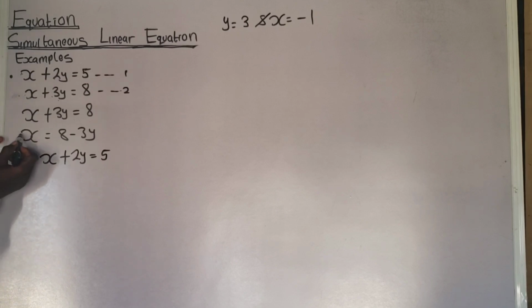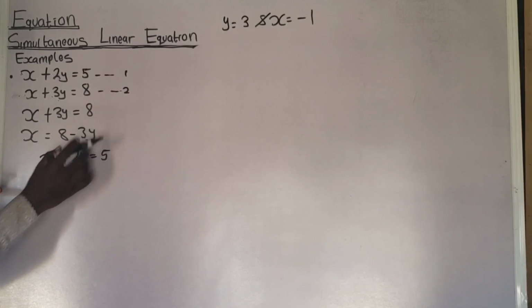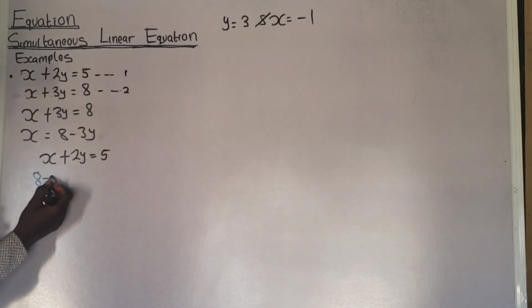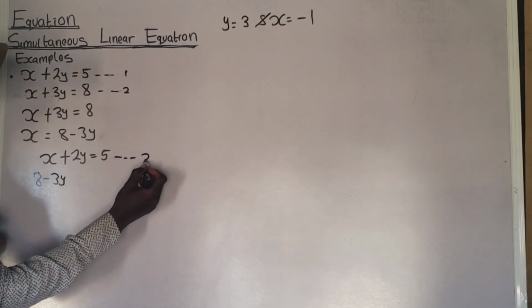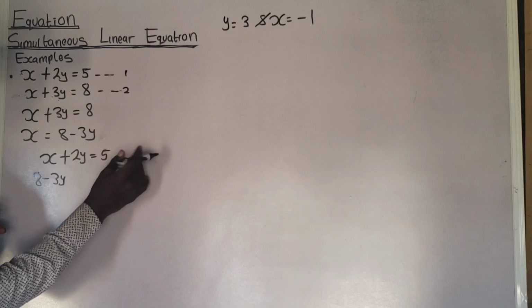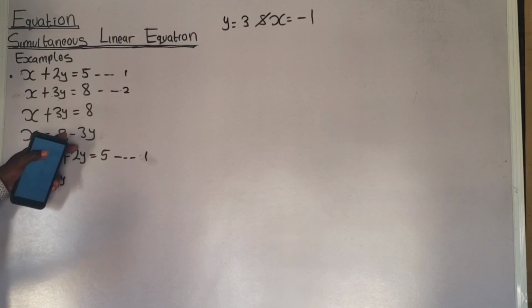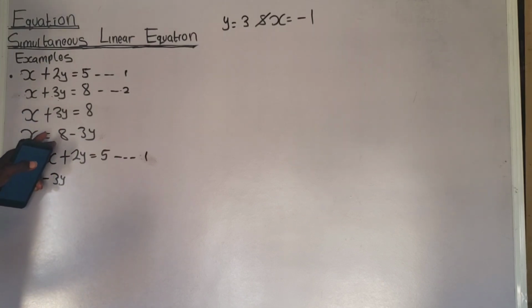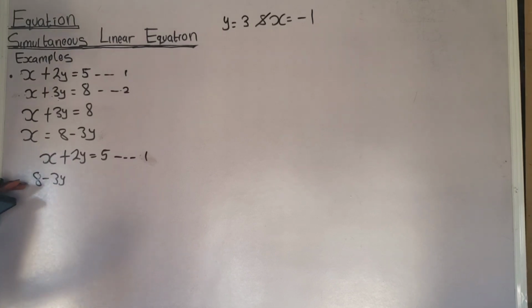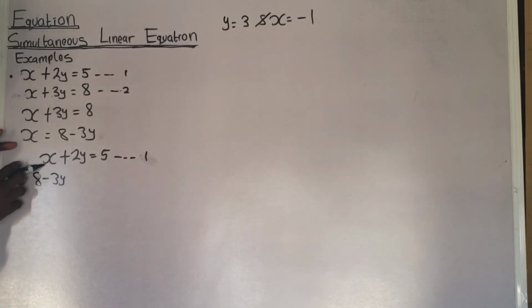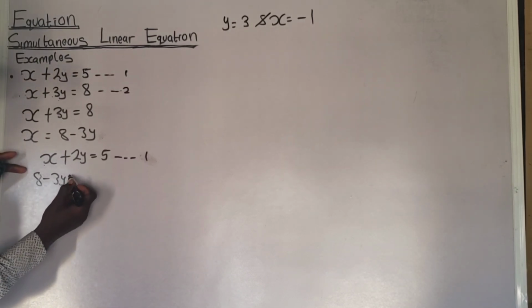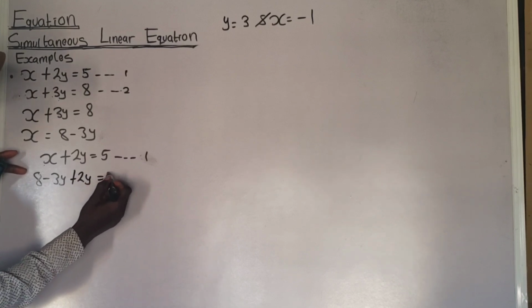Now, when x is equals to 8 minus 3y, I make x the subject of the relation in equation 2, which is x is equals to 8 minus 3y. Now, I'm going to substitute the value of x as 8 minus 3y into equation 1. So that's why I have 8 minus 3y instead of x. I have 8 minus 3y plus 2y is equals to 5.